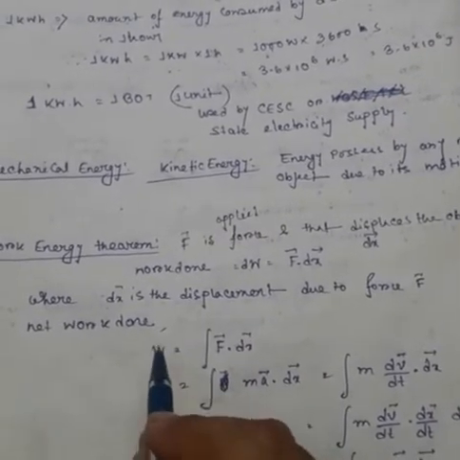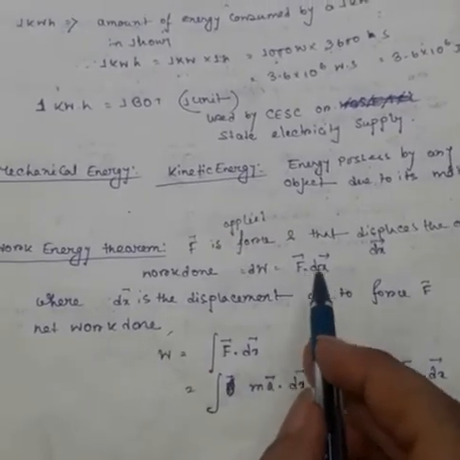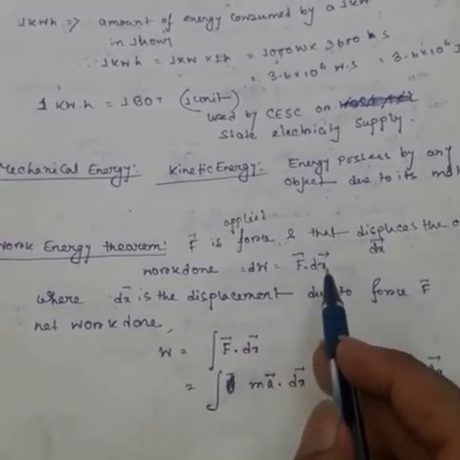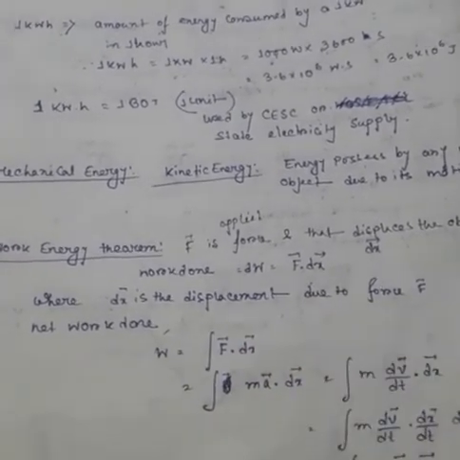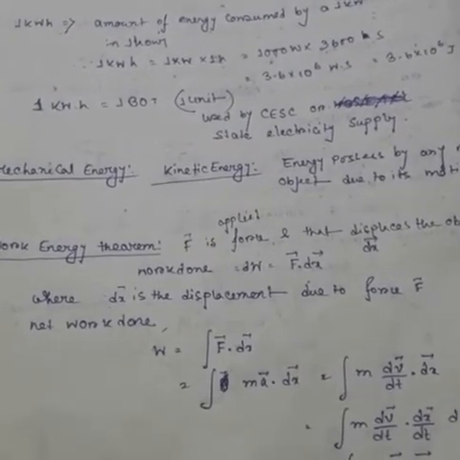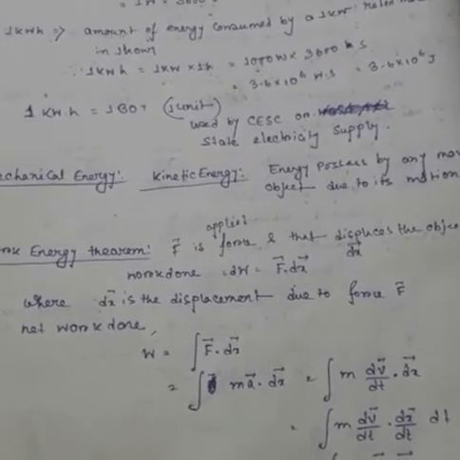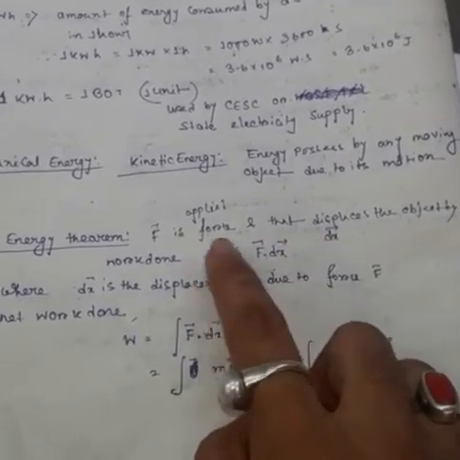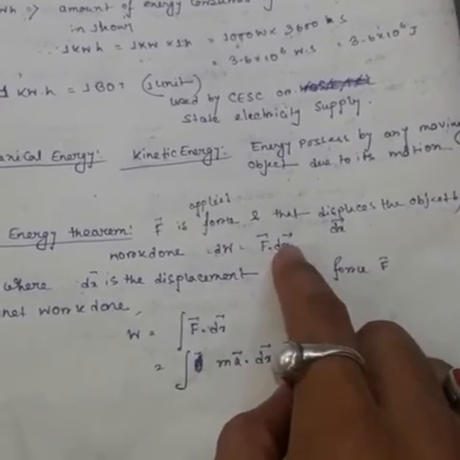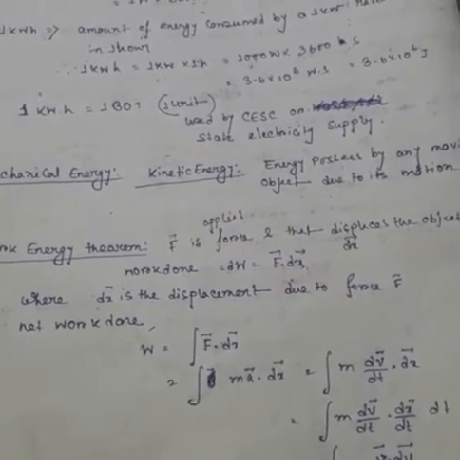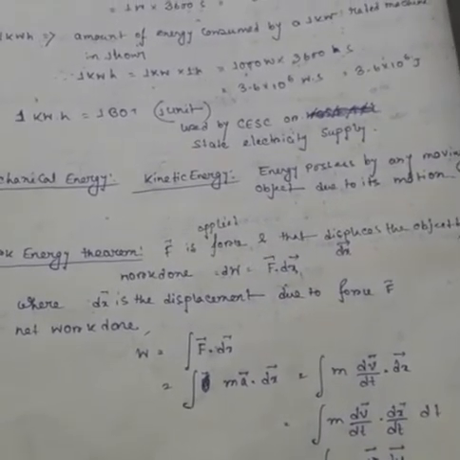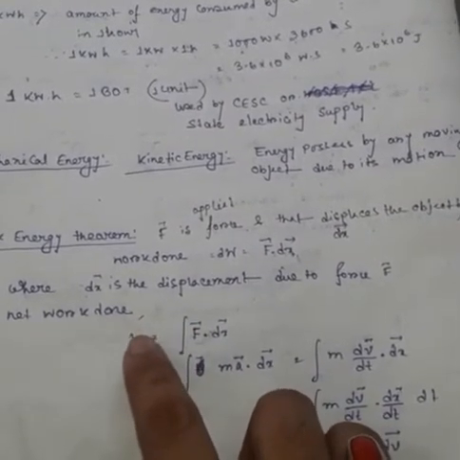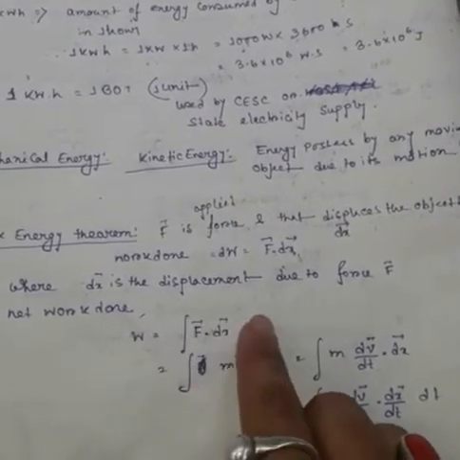So net work done will be, again I just discussed integration. When you know something that is very small and you want to know the same kind of variation on a large scale, you have to integrate that. So we know the amount of work done for a small displacement dx. Now we want to know the work done for a very large displacement. We have to find the integration. So W, the total work done, will be the integration of F dot dx.